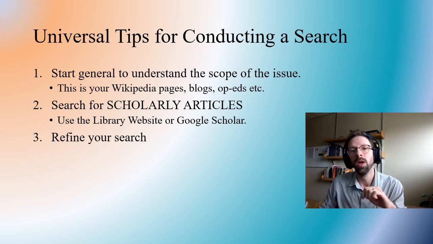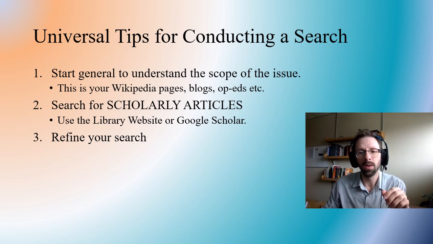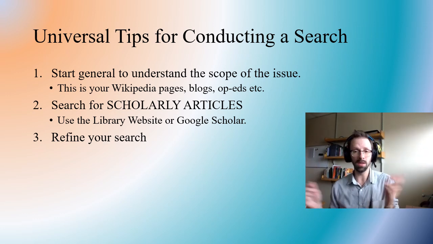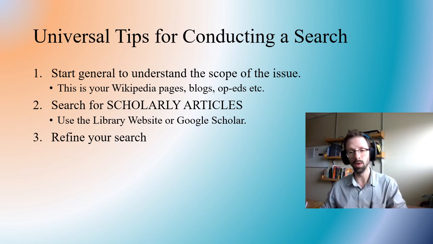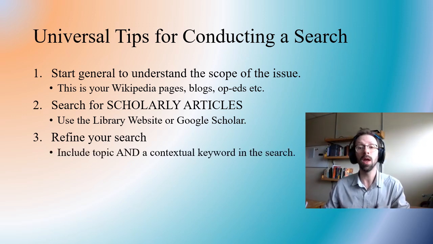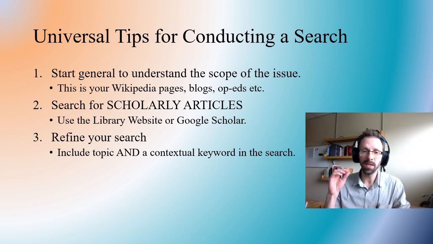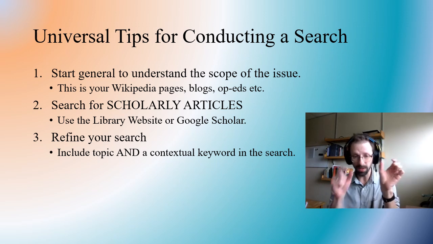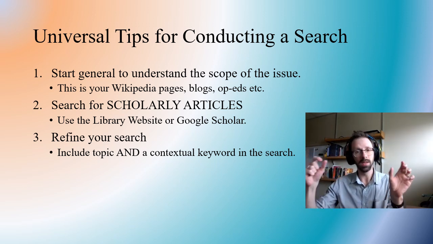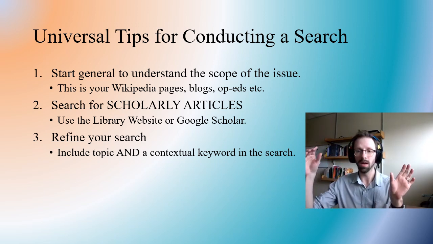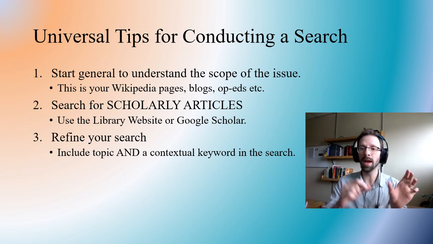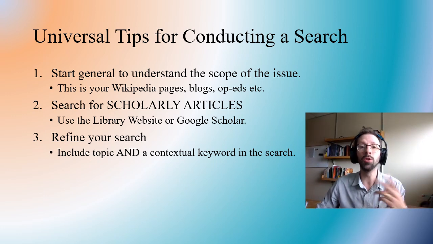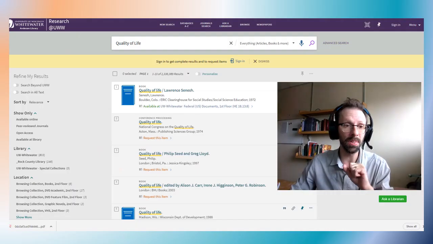Now, refining your search. We're not just going into the library website or Google Scholar and typing the same thing, like obesity. You're going to get a million hits. None of them are going to be really useful to you other than saying obesity is bad, right? So refine your search. How? Include your topic and contextual keywords in the search. So do type obesity, but then type in obesity and diet, obesity and exercise, obesity and sleep deprivation, whatever it may be, that hopefully you got a sense of from the general background that you've already gathered.